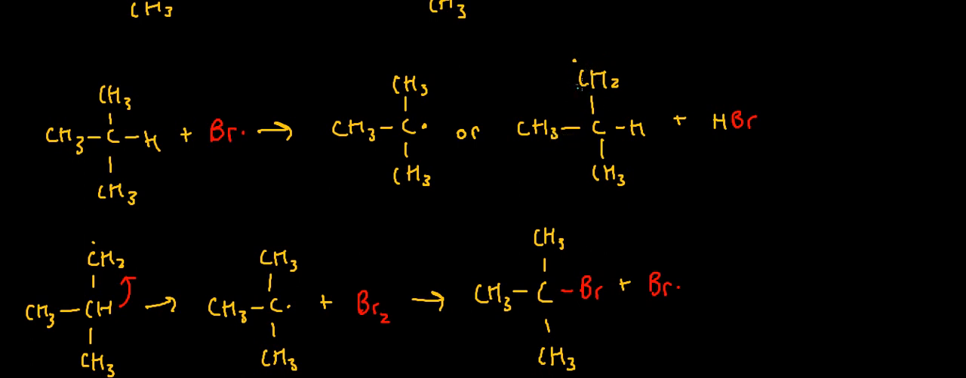When the carbon is here, it's not able to get as much electron density as it would if it were here. When it's here, it can draw electrons from this carbon, and this carbon. So it's more stable.